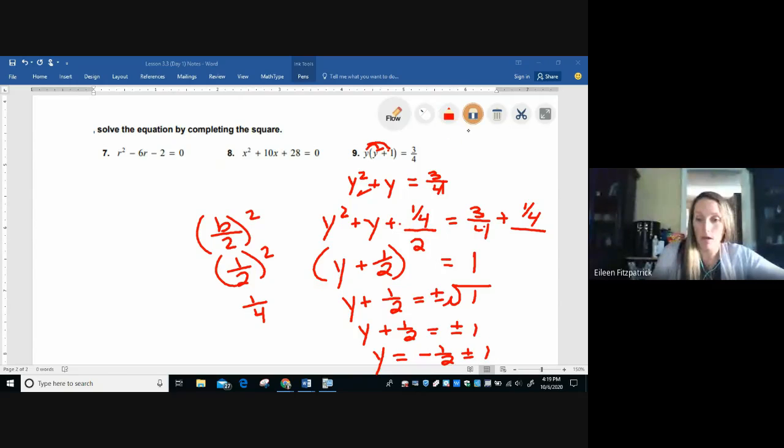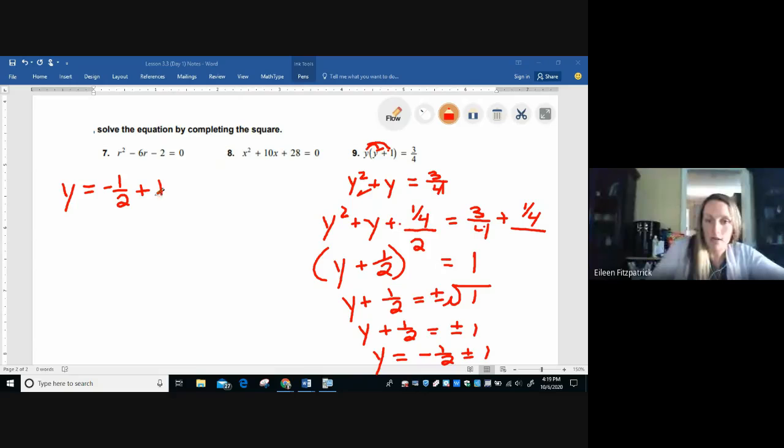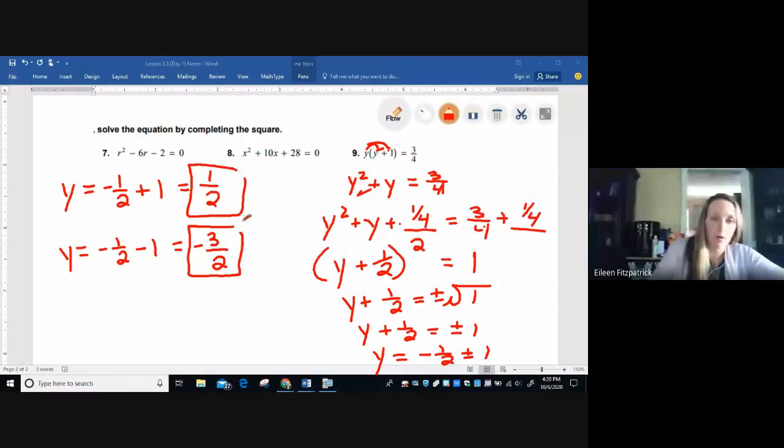Now this problem is a little different than the others because the others always had some kind of radical, so we left it after we simplified the radical. But here I can actually write my two solutions. I have y equal to negative 1/2 plus 1, and I also have y is equal to negative 1/2 minus 1. So I can simplify even further, right? Negative 1/2 plus 1 is a positive 1/2. And negative 1/2 minus 1 is a negative 1.5, which as an improper fraction is negative 3/2. So y is equal to negative 3/2 and y is equal to 1/2.